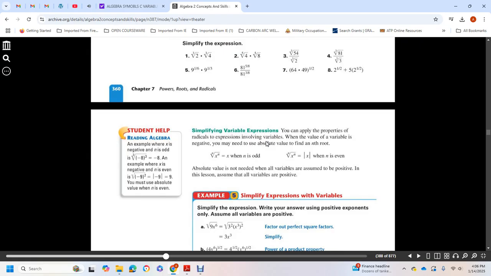Simplifying radical variable expressions. You can apply the product property to radical expressions involving variables. If the value of the variable is negative, you may need to use absolute value to find the nth root. The nth root of x to the n is x when n is odd, and the absolute value of x when n is even. Absolute value is needed when variables are not assumed to be positive. In this lesson, assume that all variables are positive.